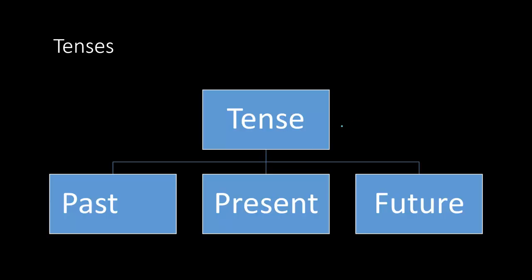There are basically three types of tenses in English. One is the present tense, the past tense and the future tense. As the name suggests, present tense is about present, past tense is about past, and future tense is about the future. But it's not that simple.